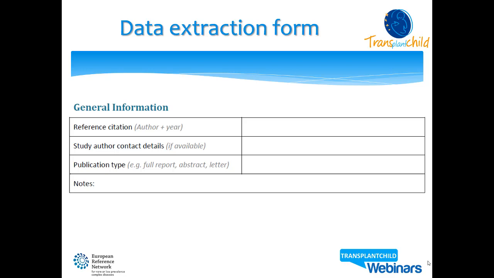Then the publication type. So is it a full report, an abstract, or another type of paper? Usually we are going to find abstracts and full reports or papers. In case you want to make some notes, you can write them down in this section.